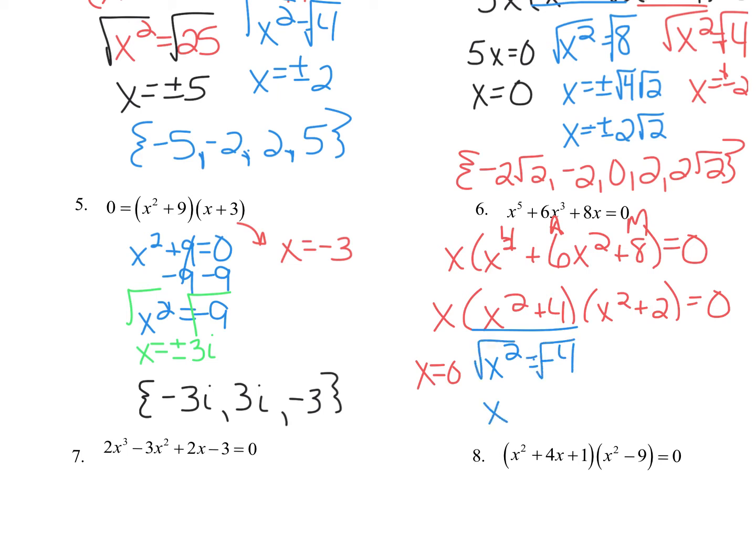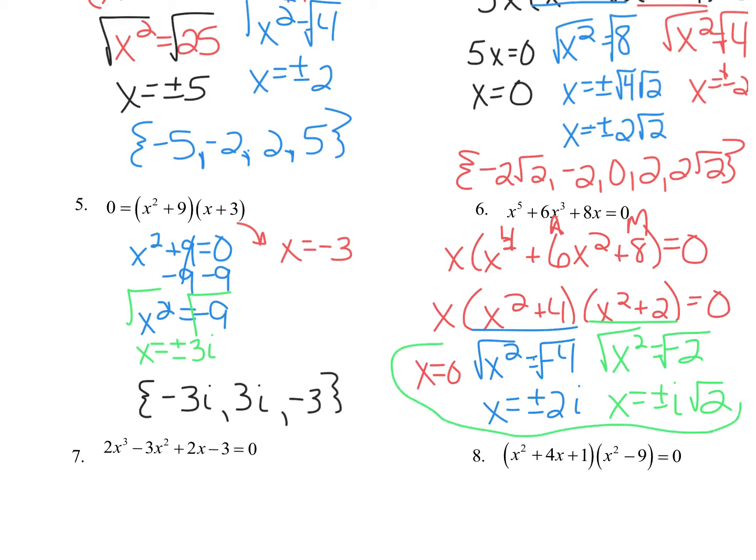Square roots, we get plus or minus 2i. And this one is going to give me x squared equals negative 2. When we take a square root, we know we need to take out the i, but 2 is not a perfect square. So this is plus or minus i radical 2. Don't really have room. I could split these up and write them all in the brackets, but these are the 5 answers to that one.